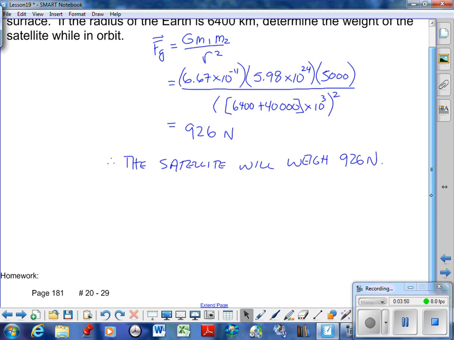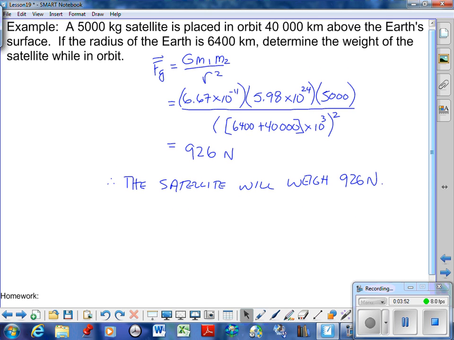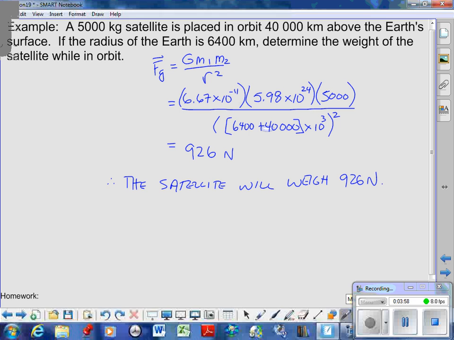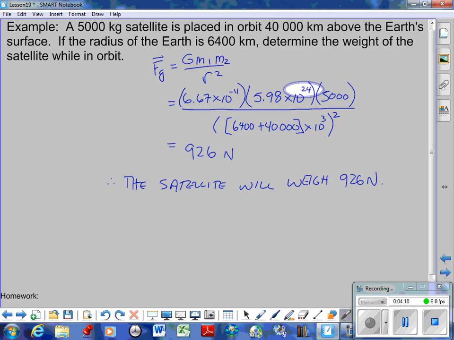So a couple of things, a couple of components you need to remember here. First one, when you're given kilometers, and a couple of the questions are like that, you convert to meters. The conversion is just do it in scientific notation times 10 to the 3, and that'll take care of it. The second one, again, make sure all your masses are in kilograms.